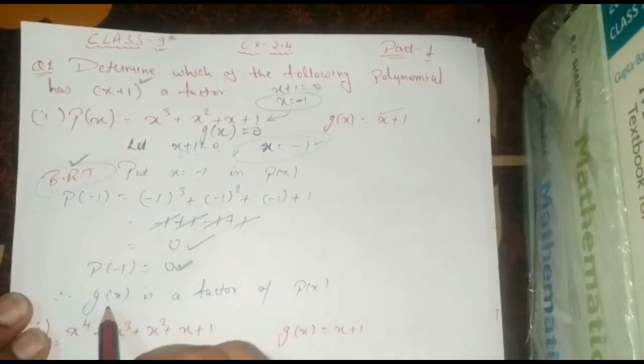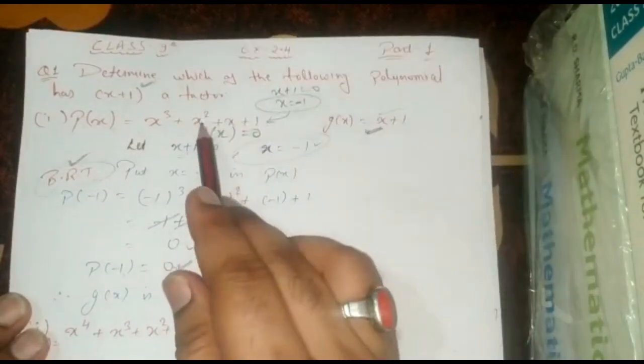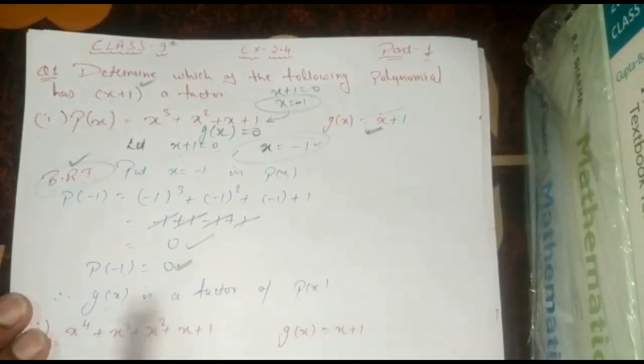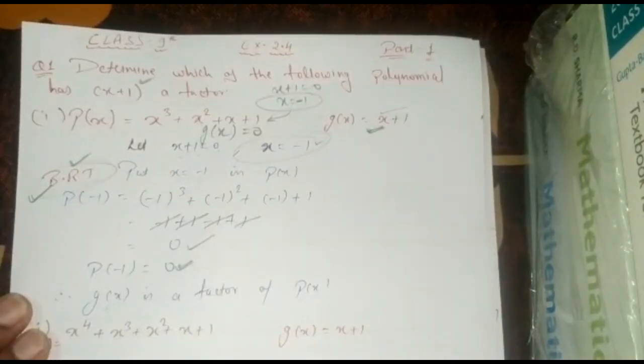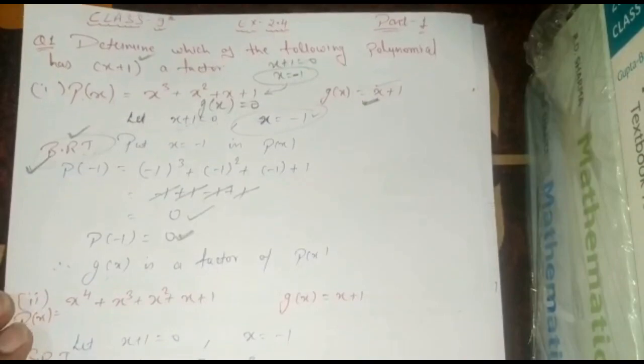Then we can say that yes, g of x, that is x plus 1, is a factor of our polynomial p of x. Yes, we can say that g of x is a factor of p of x, and this whole process is done under the remainder theorem. So this is the remainder theorem through which we can say whether one polynomial function is a factor of another polynomial function or not. This is the process through which we can solve this type of problem.